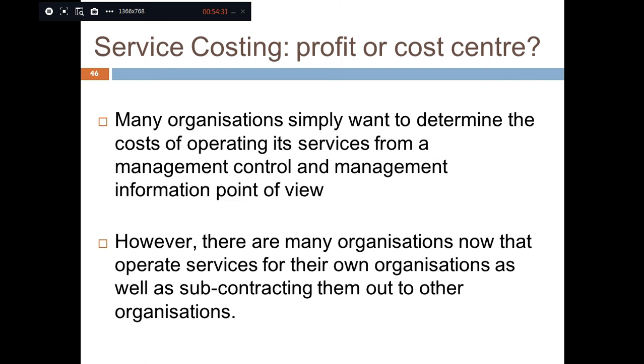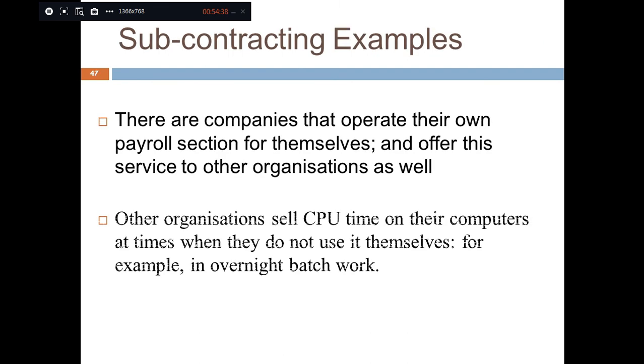As a subcontracting example, there are companies that operate their own payroll section for themselves, like in a hotel or lodge.